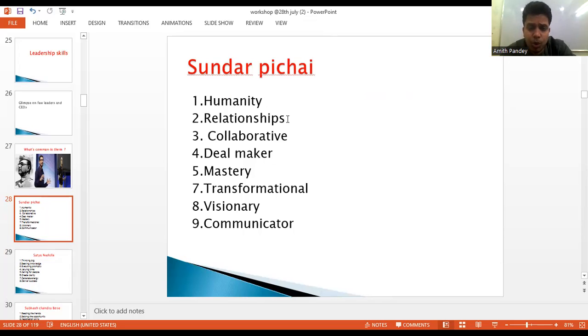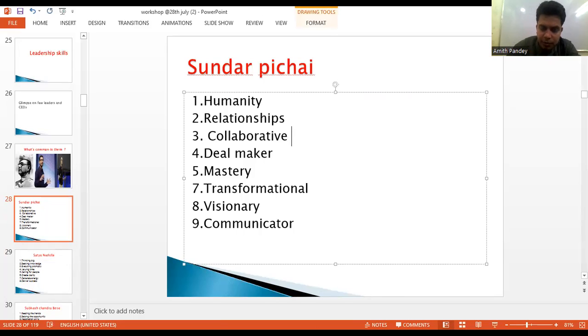Next, relationships. Most people lack in this and tend to argue with everyone, but a good leader can maintain a relationship with each and every employee. That is one of the important skills. Next, collaborative. Collaborative is nothing but working together, collaboration. You always think that we are not working individually, we are working in a team.